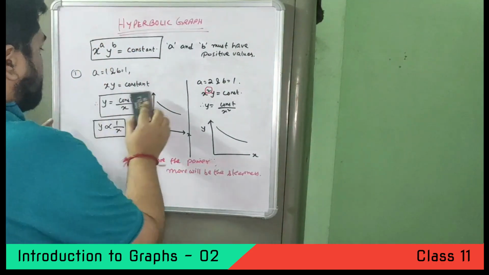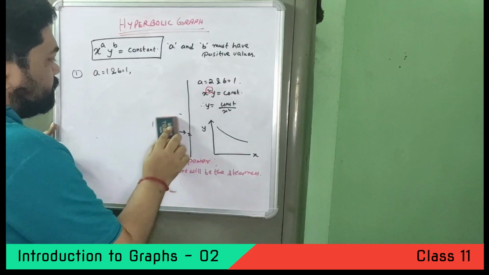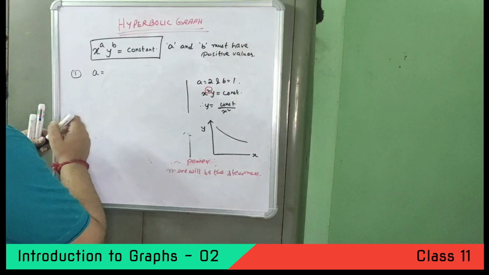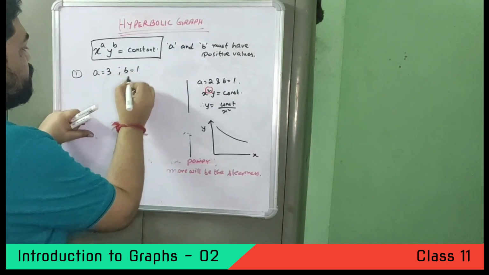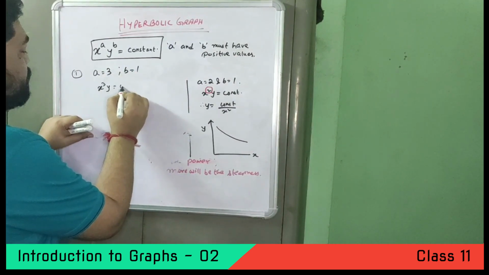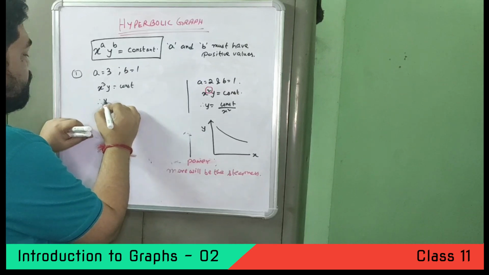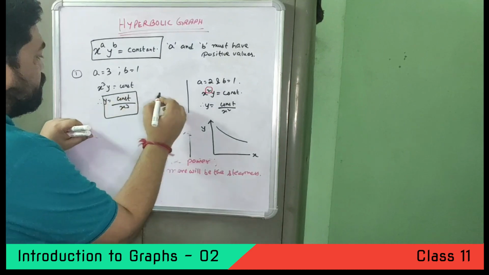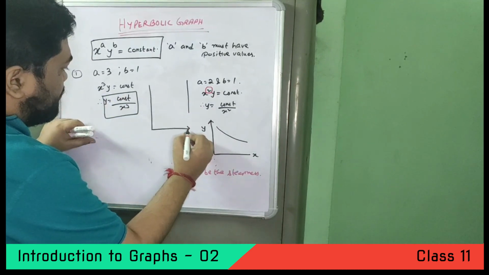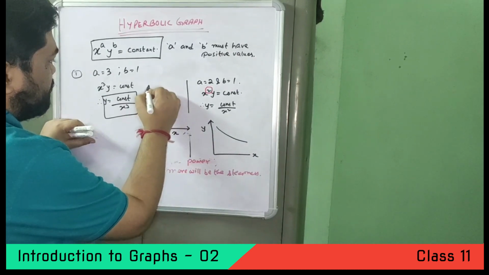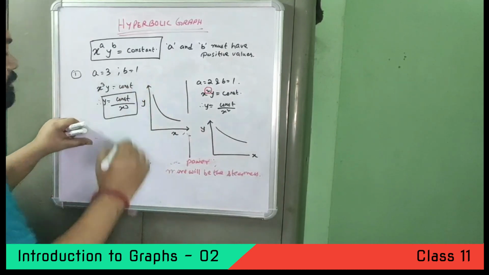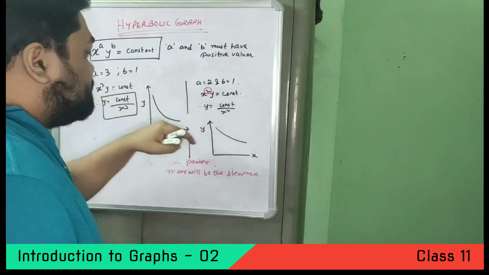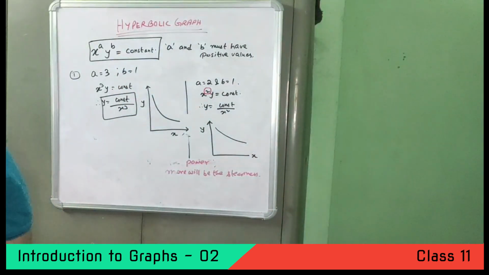Now if I put a equals 3 and b equals 1, we will get x cubed y equals constant. From here we will get y equals constant by x cubed. So in this case the plot will be further more steep. That means it will be like this. So you can see with the increasing power the steepness will also increase, right?